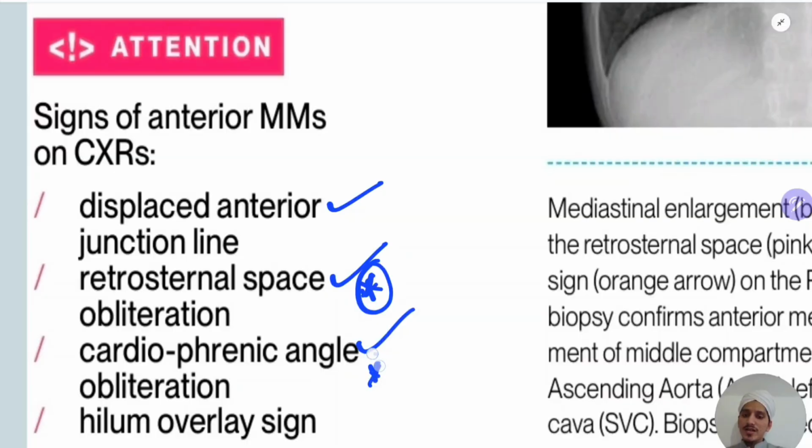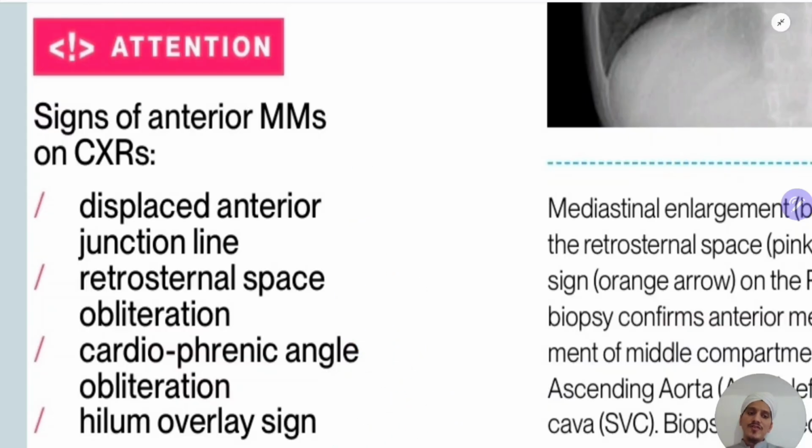This is also an important point. And there will be hilum overlay sign because it is a mediastinal mass. What is that hilum overlay sign? The vessels will not be obscured by the mass. So that means the mass is present in the anterior mediastinum, not in the middle mediastinum. Okay, that is the hilum overlay sign.